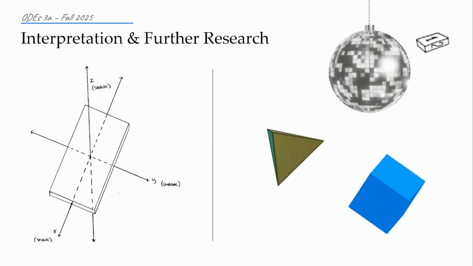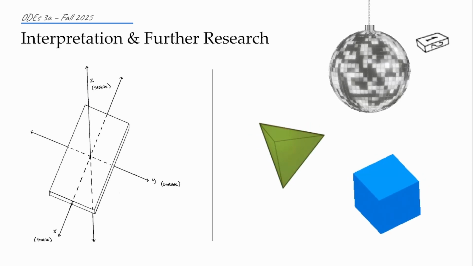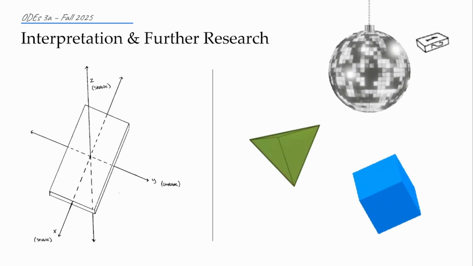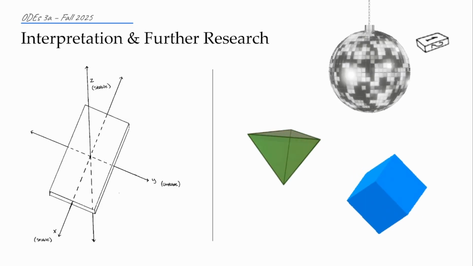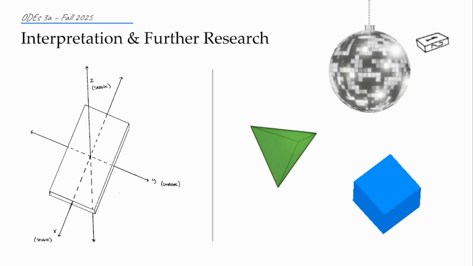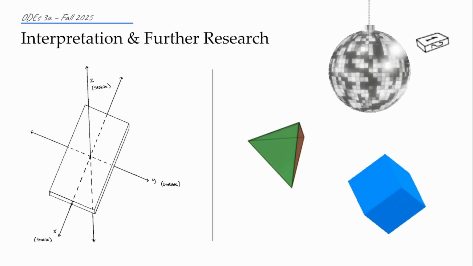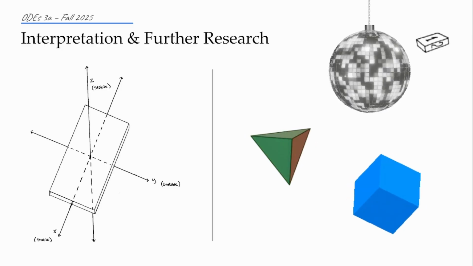Further research could include bodies that have no distinct dimensions, such as a cube, different shapes, like tetrahedrons, or bodies like a sphere. It could also include bodies that don't have uniform weight distribution.